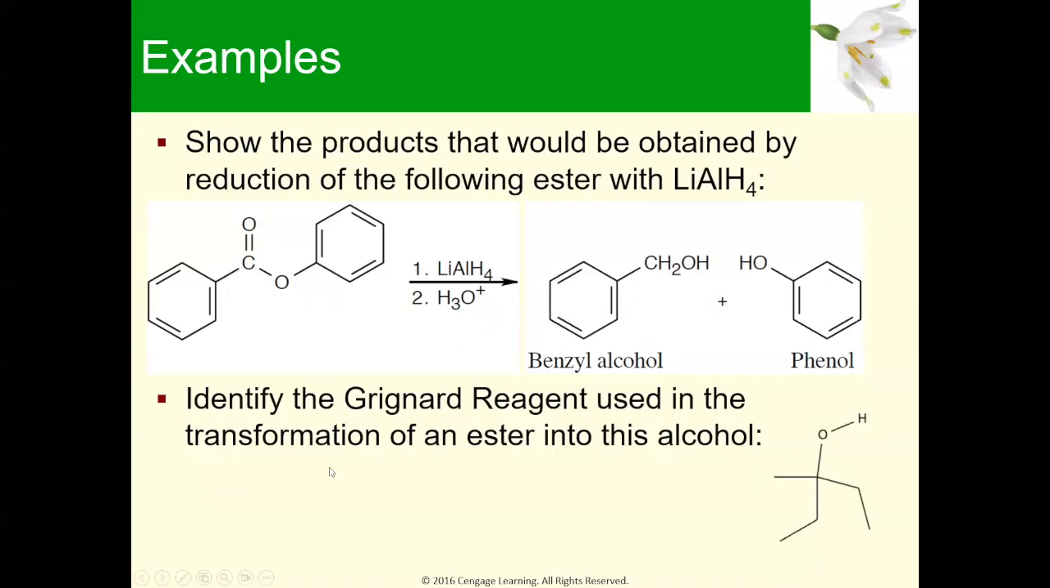Okay, so now let's think about this question. So once again, I'll just read the question and freeze the screen, let you think about it and come up with your answer there. So identify the Grignard reagent used in the transformation of an ester to become this alcohol. So this is the product, right? This is the product. So what's the Grignard reagent that produced this product?